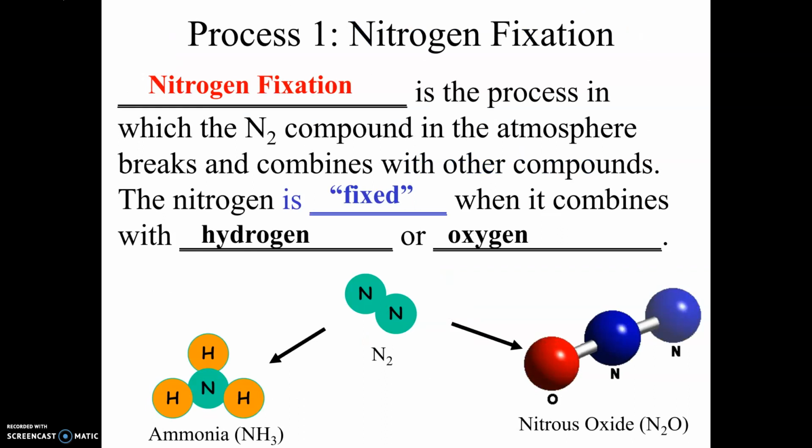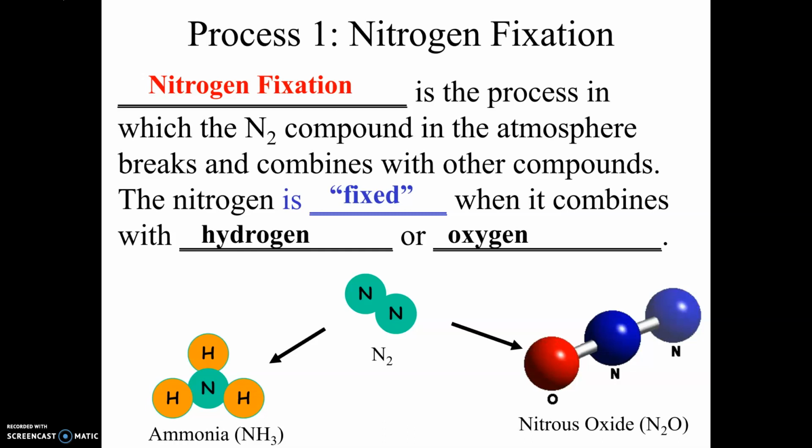Nitrogen fixation is the process in which the atmospheric nitrogen breaks and combines with other compounds. The nitrogen is what we call fixed when it combines with either hydrogen or oxygen. If the nitrogen combines with hydrogen, it forms something called ammonia. Ammonia is used in a lot of things, specifically cleaning solutions and fertilizers. You might be familiar with those.